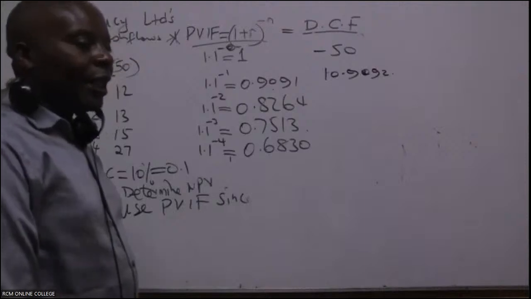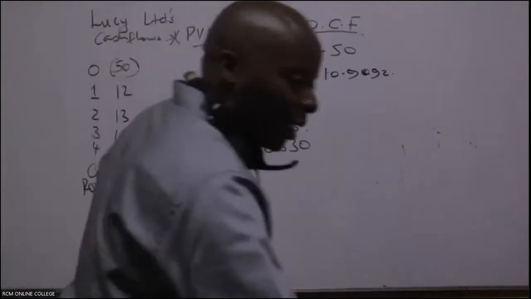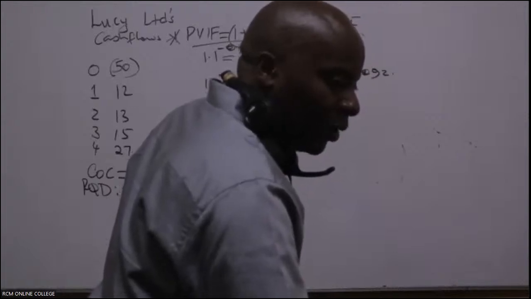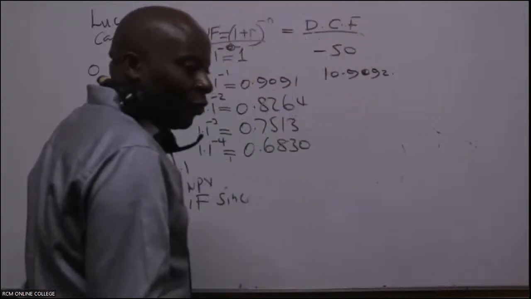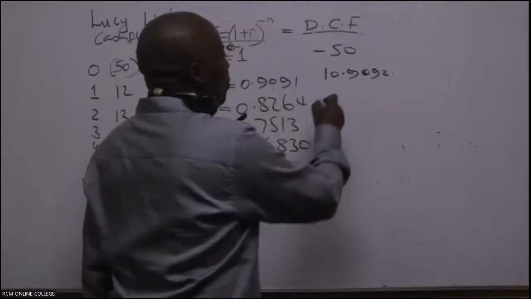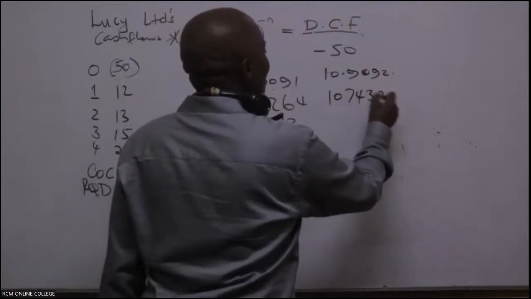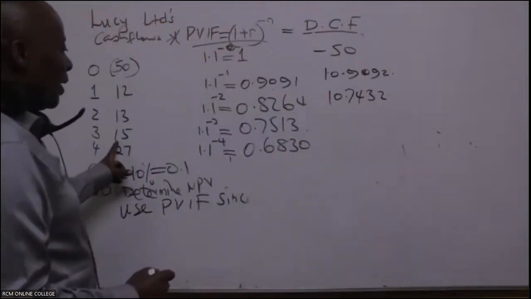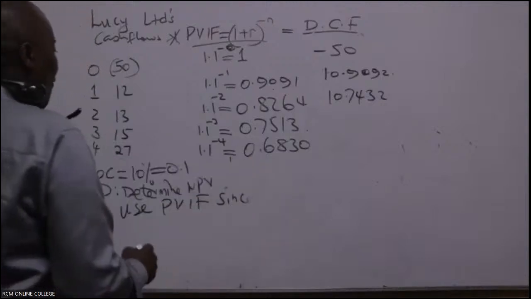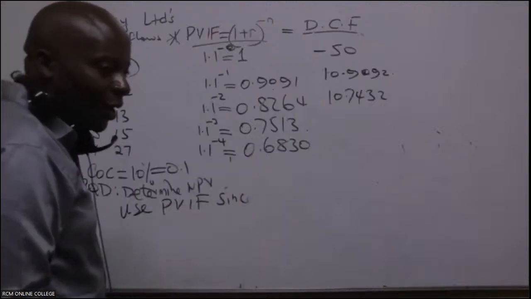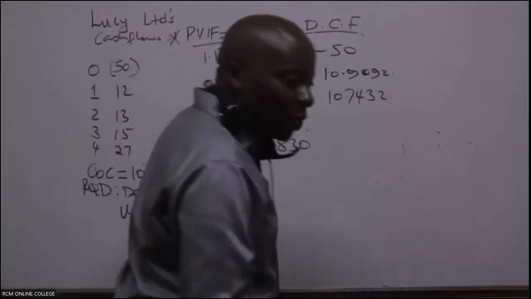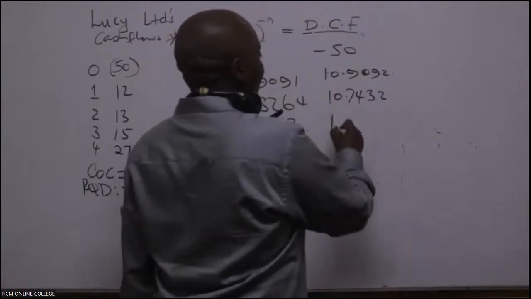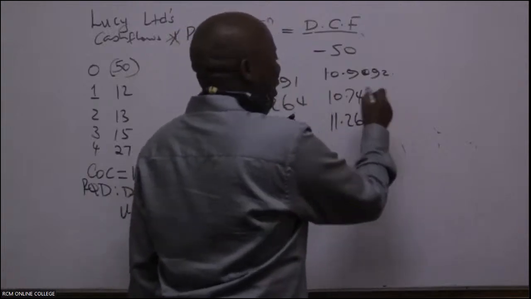When they multiply the third one, they are getting 1074.32. And then, ladies and gentlemen, we have this one here, 15 times 0.7513, and we are able to get 11.2695.